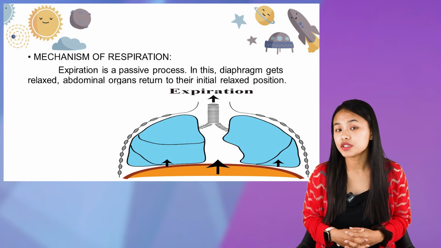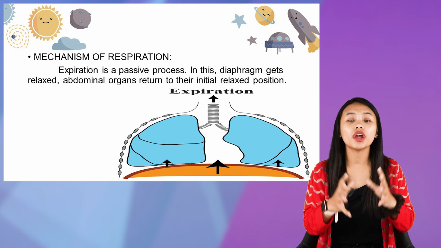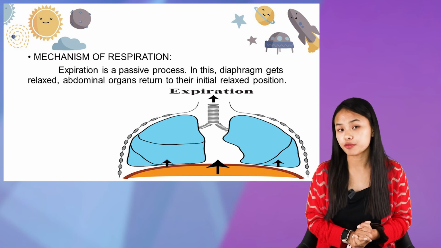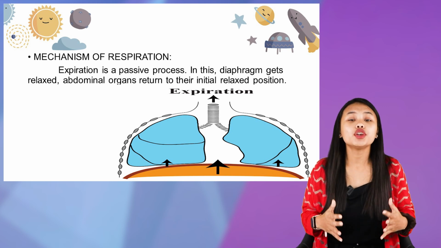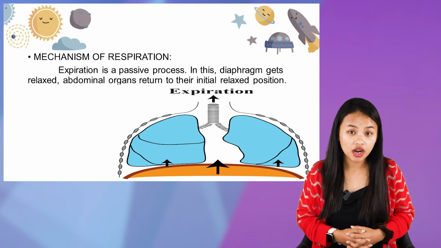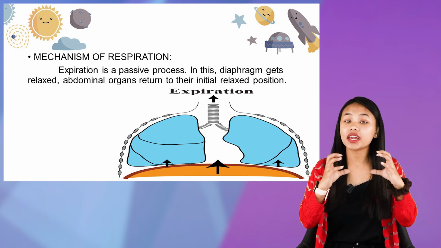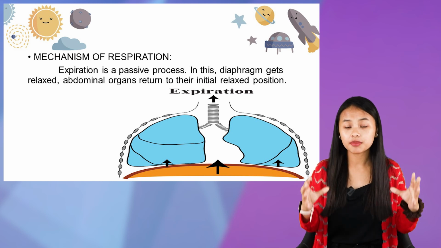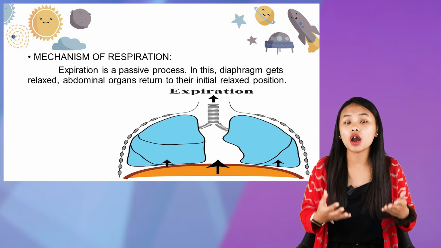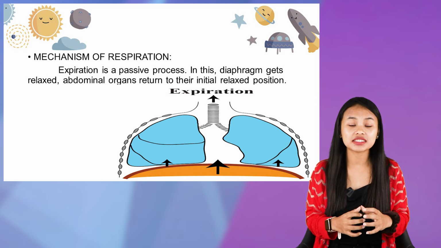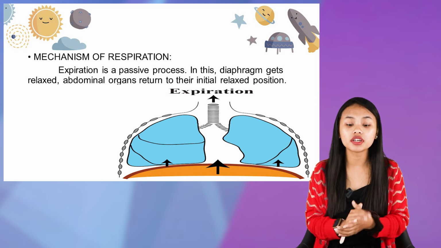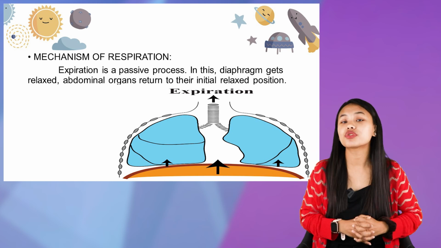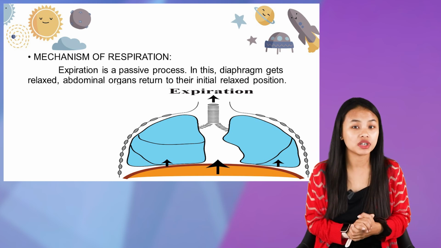And also you will be finding that in a normal breath a client can inhale 500 ml of air. So this is what happens during inspiration, whereas during expiration, as I have said, this is a passive process, right? So here, when you are breathing out carbon dioxide, the diaphragm will get relaxed, because when you are breathing in, the diaphragm will get contracted, right? But when you are breathing out, the diaphragm will get relaxed, as well as the abdominal organs will return back to their initial relaxed position. So this is the mechanism of respiration.